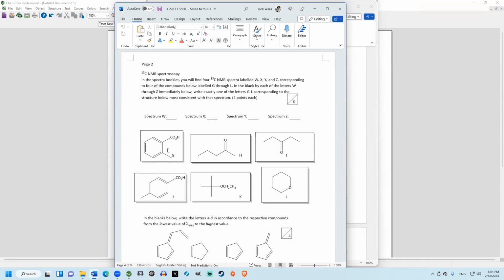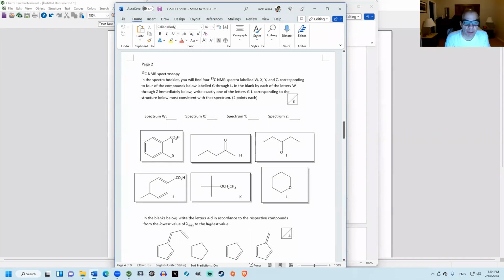Why? Because that's a carboxylic acid. Or how is there carbonyl anywhere? Carboxylic acid is C double bond O, then OH. So it has a carbon. Okay.